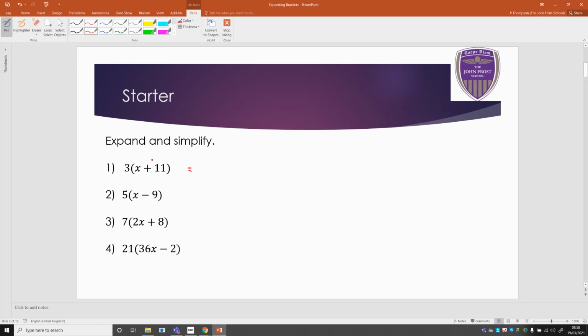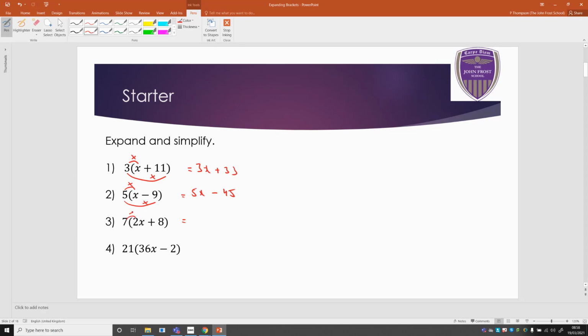Remember to expand the brackets. You just times everything inside the bracket by everything outside. So 3 times x is 3x and 3 times 11 is 33. I need a plus here, look, all right, because there's positive 11. So I'll be adding on 33. This one, 5 times x is 5x. There'd be a minus in the middle this time. And 5 times 9 is 45.